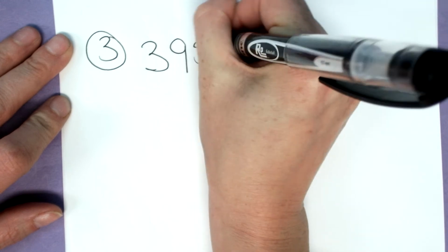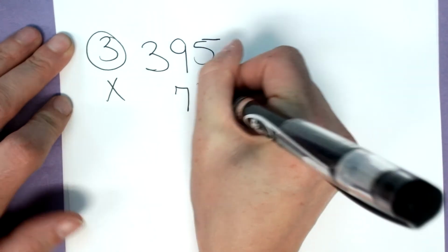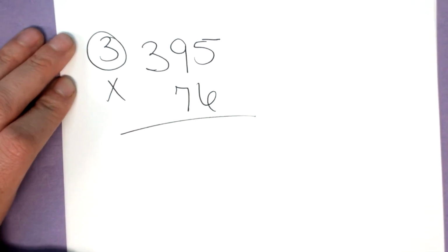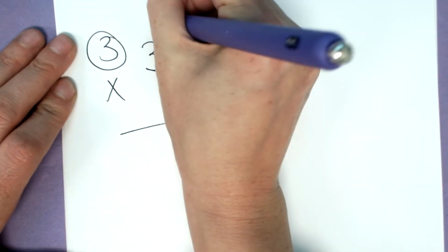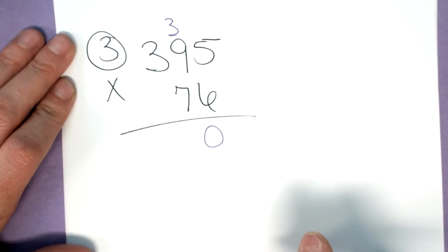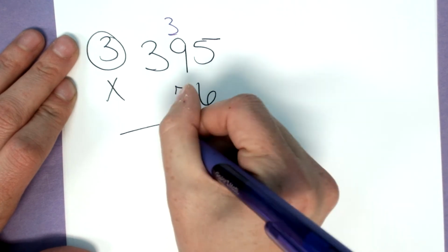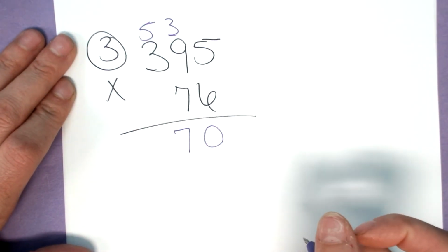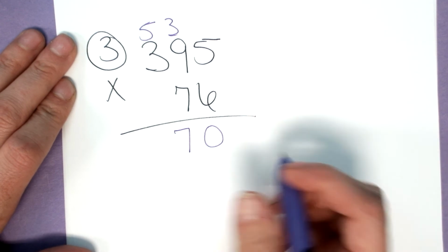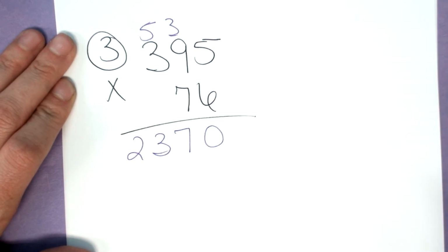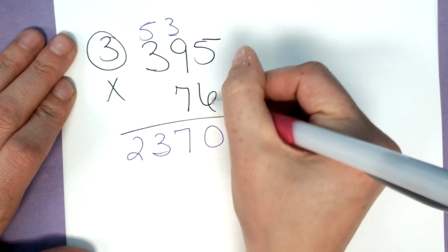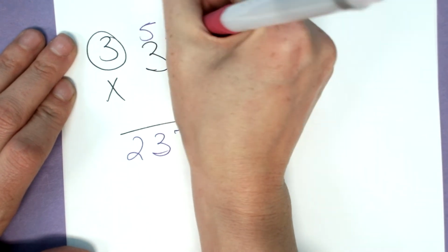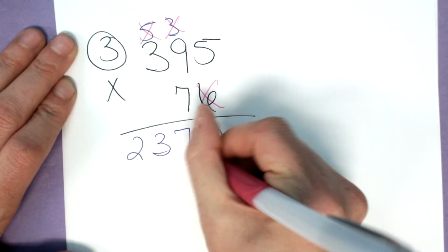395 times 76. What's 6 times 5? 30. What's 6 times 9? 54, plus 3, 57. What's 6 times 3? 18, plus 5, 23. All right, so I'm done with him. I'm done with his friends. Give him a big fat 0 in the 1's place.